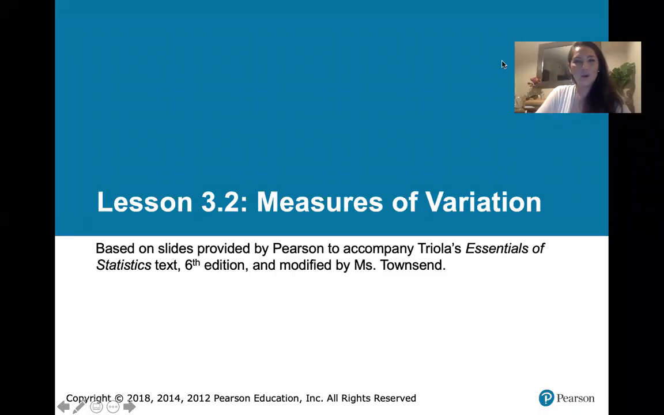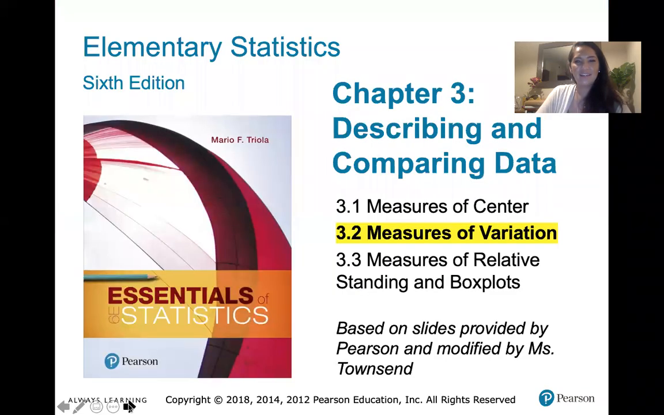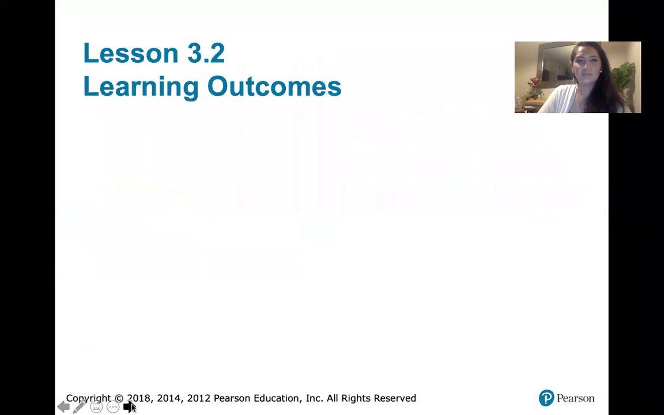This video is an overview of lesson 3.2, which is all about measures of variation. This is the second section in chapter 3, which is all about describing and comparing data. And this is from the Essentials of Statistics text, 6th edition by Mario Triola, based on slides provided by the publisher of our textbook, Pearson, and then modified by me for our course.